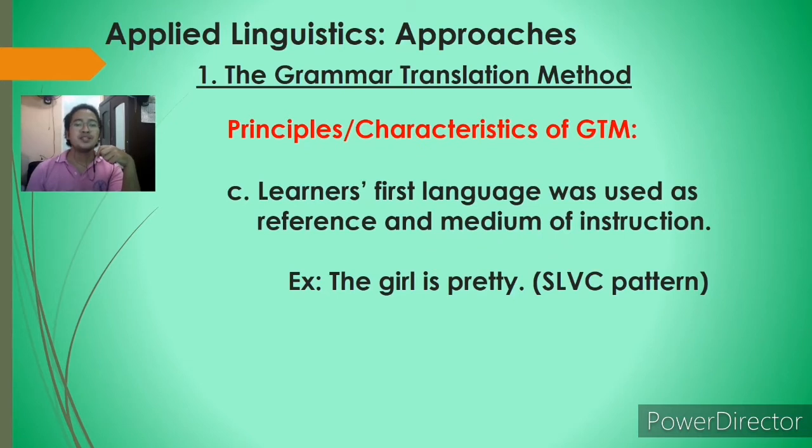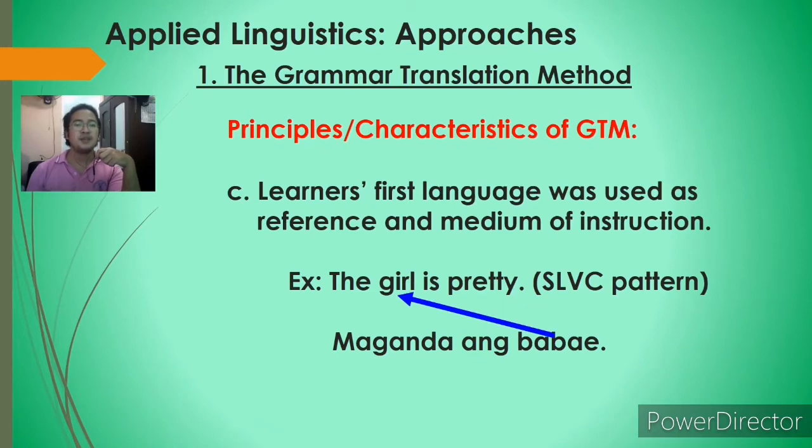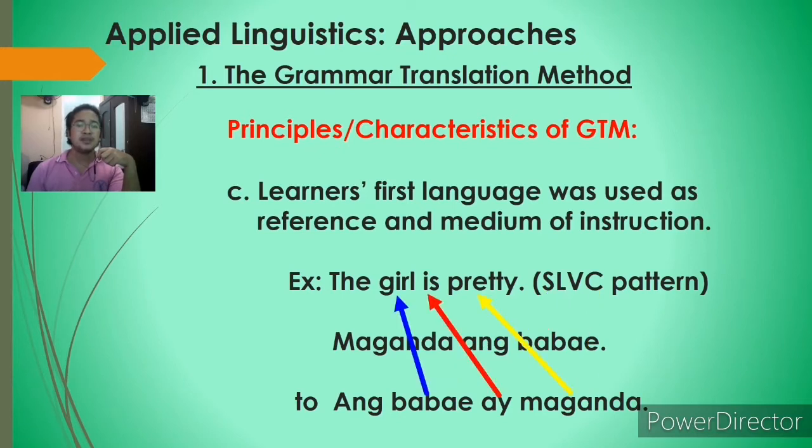So, when a learner wants to translate his language to English, he will just follow the SLVC pattern. So, from the sentence, maganda ang babae, he has to recognize which one is his subject, the verb, and complement. Therefore, his sentence would be, ang babae ay maganda. Then, translating it to English, the sentence would now be, the girl is pretty. Meaning, in the grammar translation method, the sentence is the basic unit of teaching and language practice. The lesson is devoted to translating sentences into the target language following its grammar with a focus on that sentence.